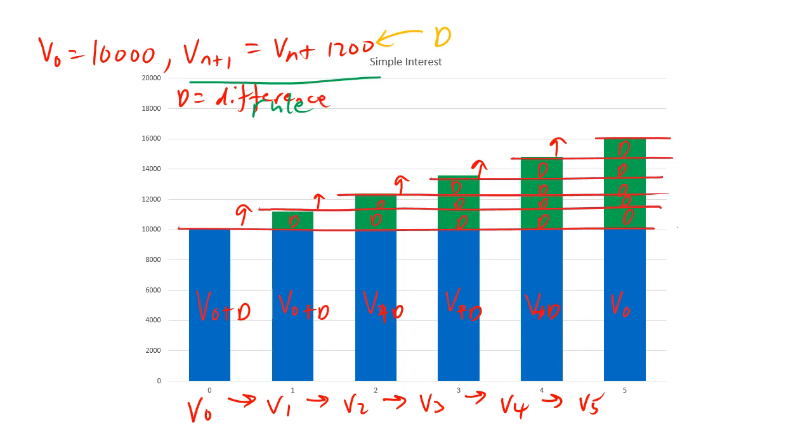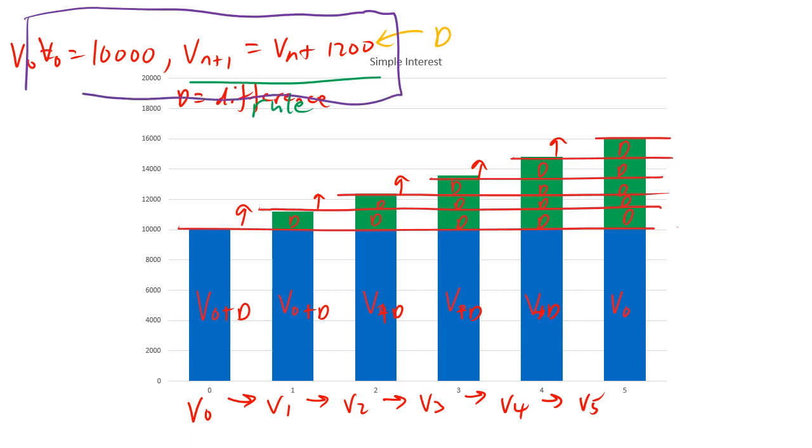And so when we're looking at this so far, what information have we got? We've got that V0 equals $10,000, and we're going to put a dollar sign because it's financial maths. And then we've got this D. I'm just going to tell you what the D is. D equals $1,200.